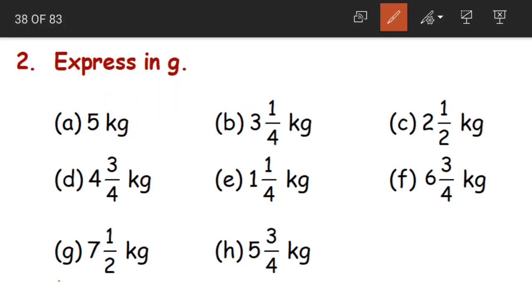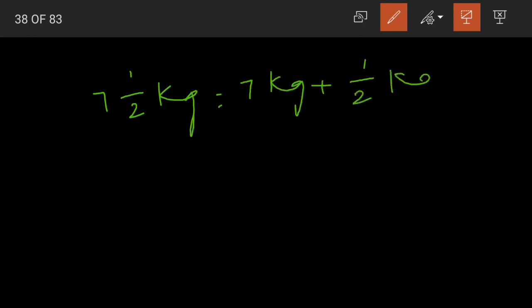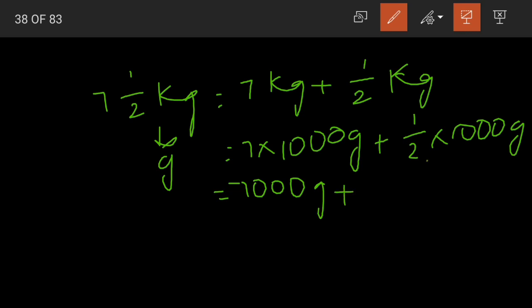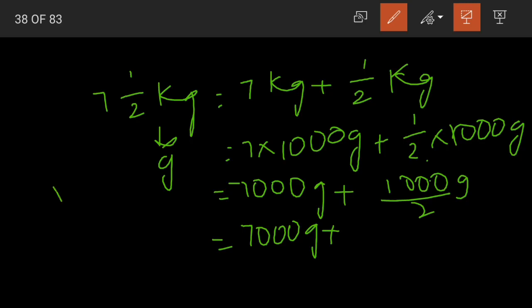Now coming to expressing in terms of grams, children. Again let us take question G, 7 1/2 kilogram. So first we will split the whole number and the fractional part. 7 kg plus 1/2 kg. Now we are converting kilograms into grams. That means we have to multiply the kilograms by 1000. So 7 into 1000 becomes 7000 grams, plus 1/2 into 1000 becomes 1000 divided by 2. So 7000 grams plus 1000 by 2 is equal to how much?